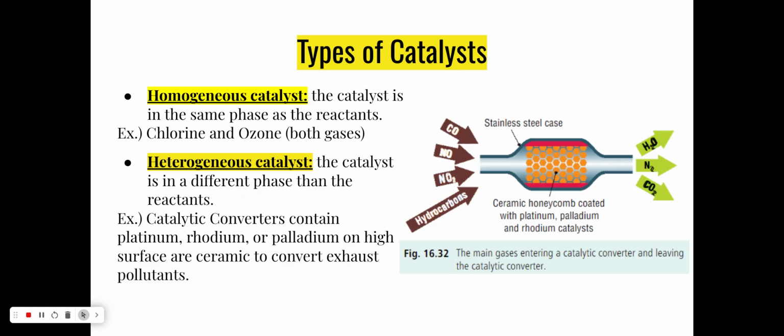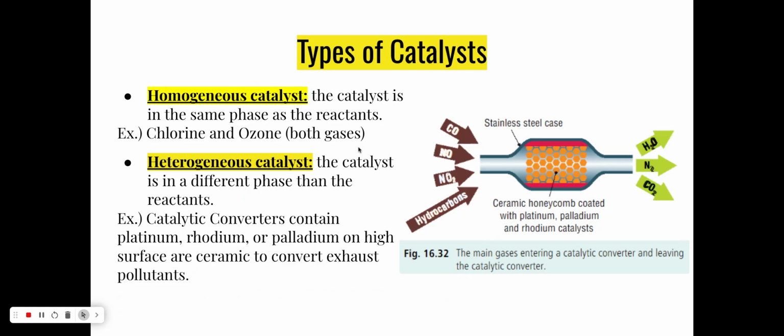We have homogeneous catalysts, which is a catalyst that is in the same phase as the reactants. So from our previous example, that would be chlorine and ozone. They're both gases. A heterogeneous catalyst is a catalyst that is in a different phase from the reactant. So catalytic converters, which is in your exhaust system of your cars, consist of platinum, rhodium, or palladium on high surface area ceramic to convert the exhaust from the pollutants.